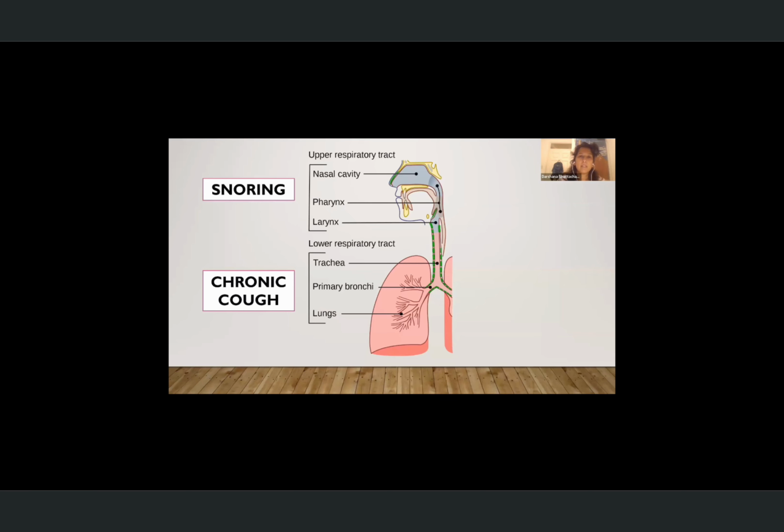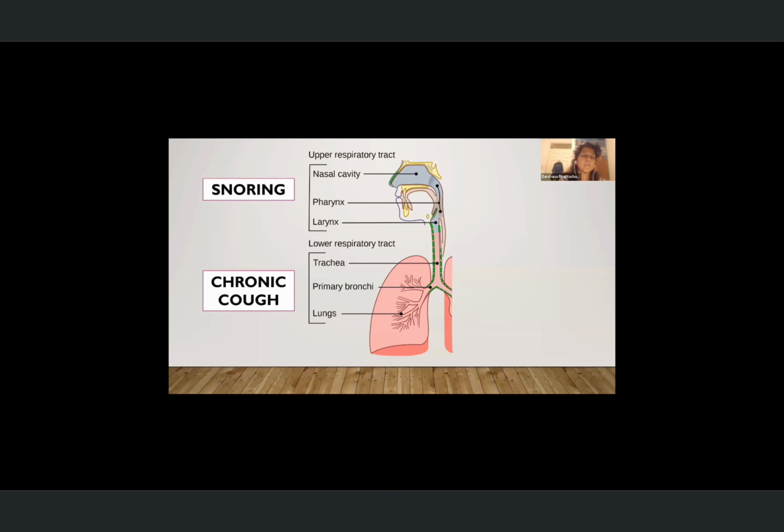Upper respiratory tract problems tend to present in the form of snoring with children with chronic breathing problems, and lower respiratory tract issues might be a chronic cough. So I'm just trying to keep things as easy as possible. So let's talk about snoring first of all.